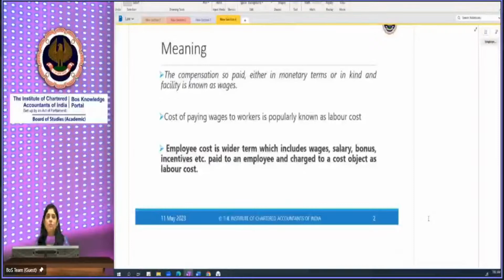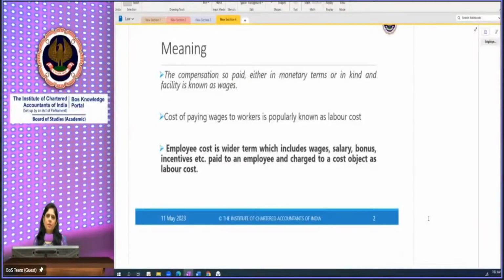Cost of paying wages to workers is known as labor cost. So, whatever we are paying to the laborers or the workers is called labor cost or employee cost. Employee cost is a wider term which includes wages, salary, bonus, incentives. So what all we are paying to the employee or what all we are incurring for the employee, all comes under employee cost.